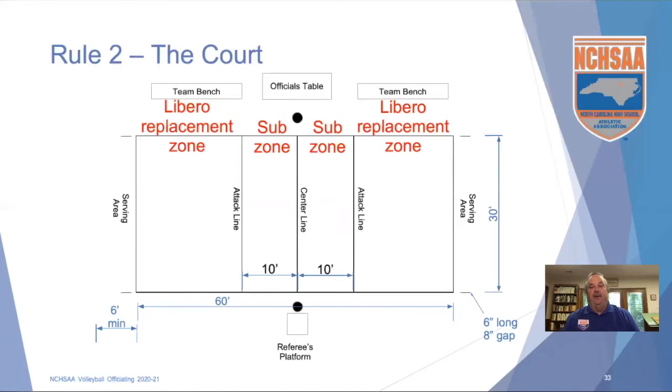The two other areas to make sure you're aware of are the libero replacement zone and the substitution zone, or the sub zone. If you notice, the libero replacement zone goes from the attack line to the end line. So when a libero replacement is done, it must be done in that zone. The substitution zone is from the center line to the attack line.